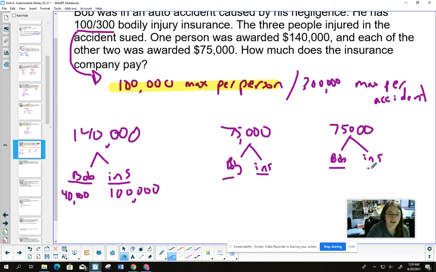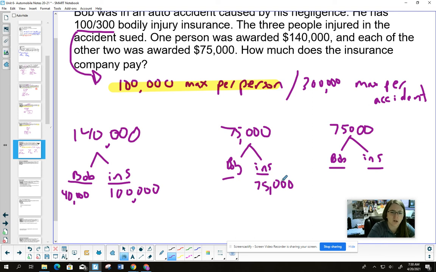Now these two guys are going to have the same breakdown because they're different people, but they're the same amounts. So just looking at the per person, we're going to look at those. They're going to be the same. So for this person, will insurance cover everything or not? Again, $100,000 is the most they'll pay per person. So will they cover all of that? Yes. Now again, they're going to cover $75,000.